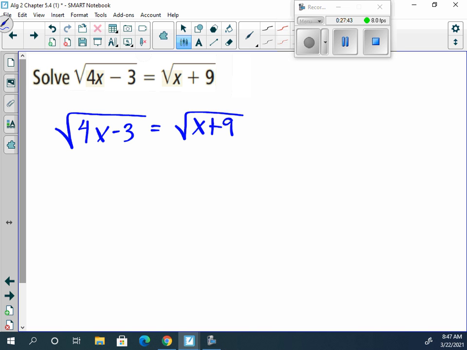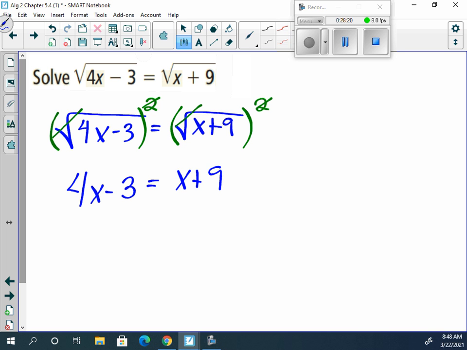Now, since these are both square roots, I'm going to put both sides to the what power? Second power. So we're going to square both sides. Now, we look at the left-hand side. We have the square root of 4x minus 3 squared. So we're multiplying it by itself. And since it's the only thing there, the radical and the square would cancel. The same with the other side. Now what this will leave us is 4x minus 3 is equal to x plus 9.